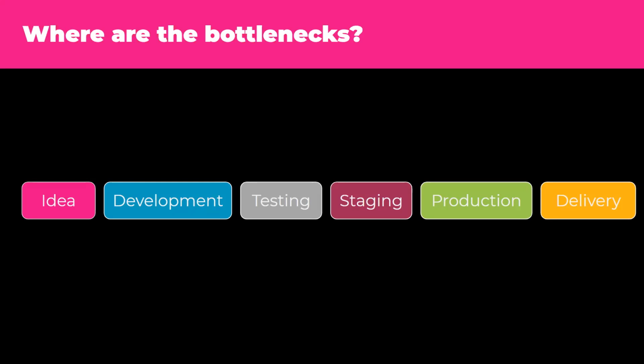And bottlenecks in this process will slow down the overall flow. Where do we usually find bottlenecks? It's in the transition between these parts. Anytime the code moves from one stage to another, you have a potential for a bottleneck to occur.